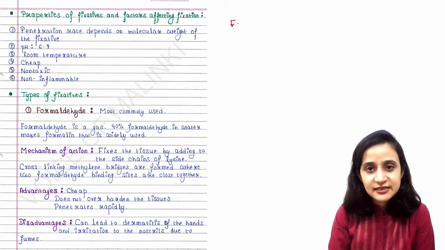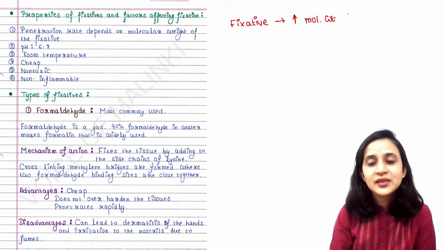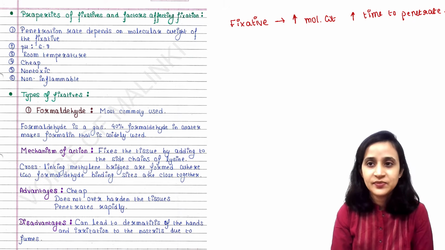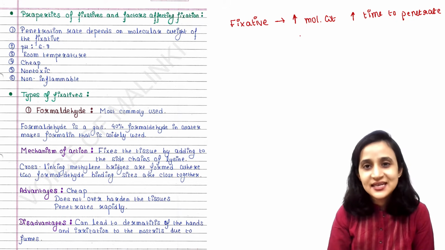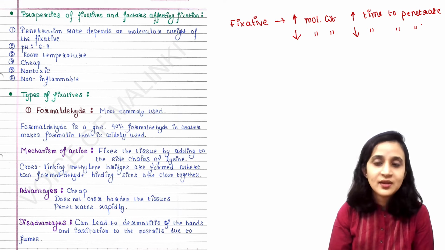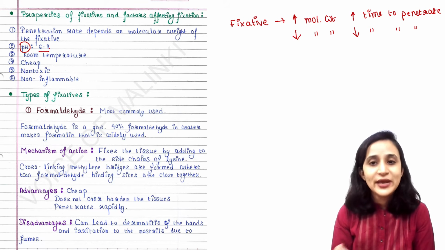So if the fixative has high molecular weight, it will take more time to penetrate the cell. Similarly, if the fixative has low molecular weight, it will take less time to penetrate the cell. And the pH of the fixative should be between 6 to 8. The pH of the fixative should be between 6 to 8.